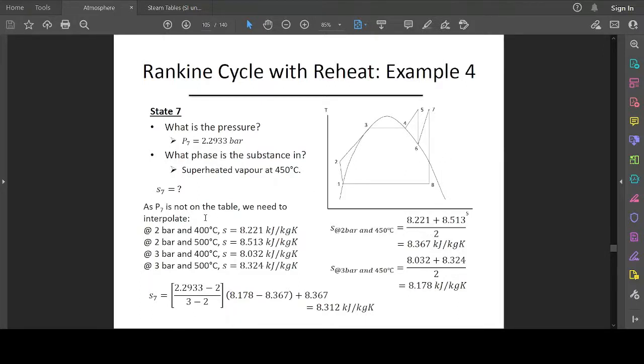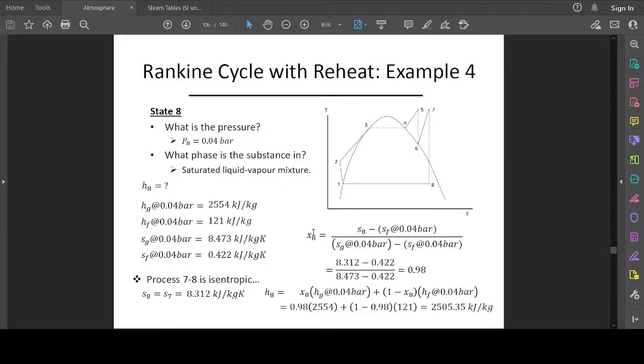And now, since we have arrived at the entropy at stage 7, there is another turbine here, a low pressure turbine, and its action is isentropic as well. So meaning that the entropy at stage 7 is the same as the entropy at stage 8. Since we know the entropy at stage 8, we can use that to calculate the quality of the steam. You know that low quality steam is leaving this low pressure turbine, and the pressure will fall to the pressure of the condenser.